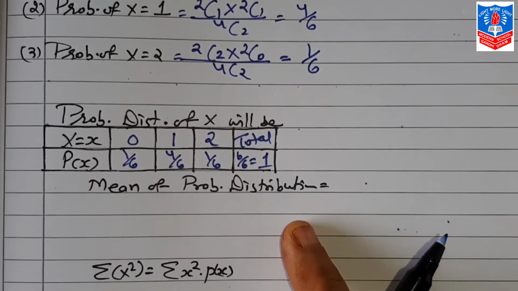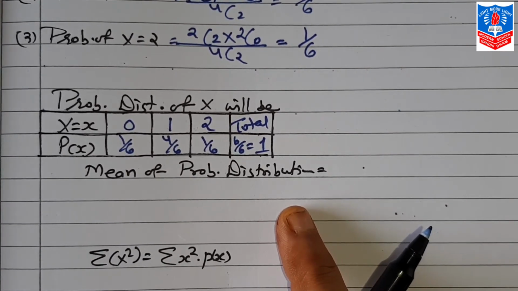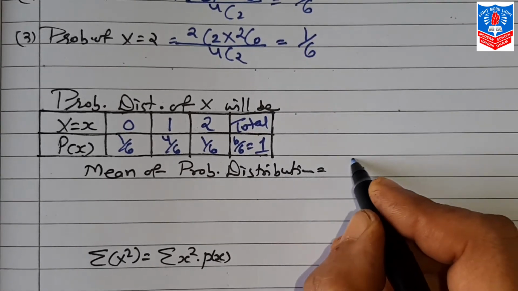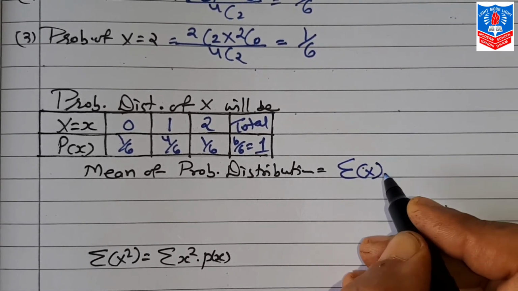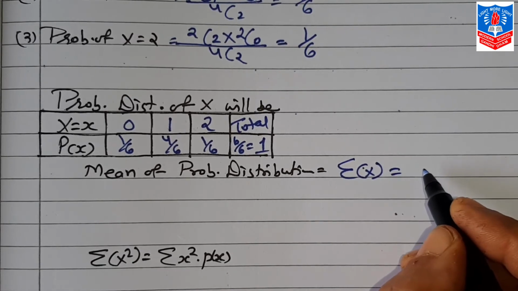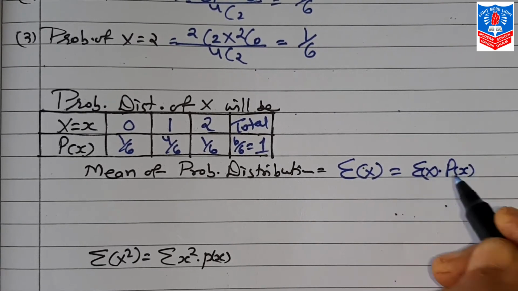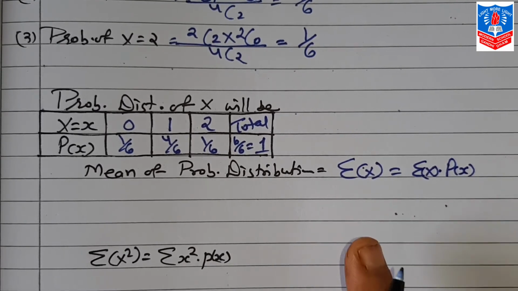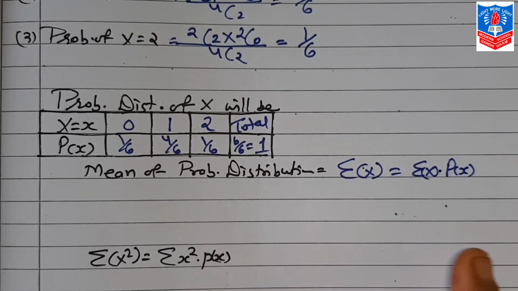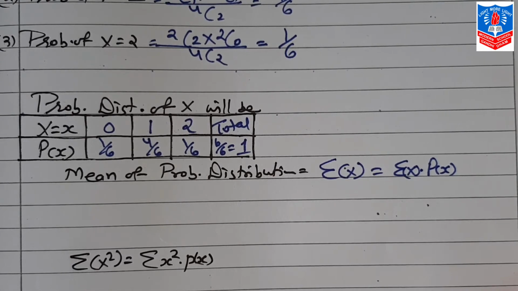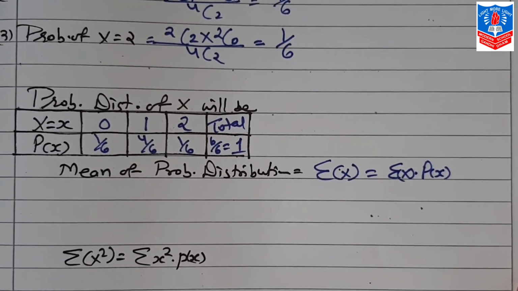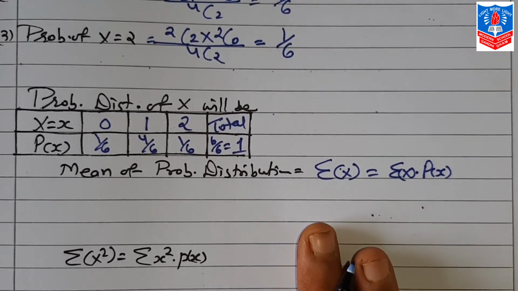Now first we find mean of probability distribution, formula of which is sigma x. And how we find this? That we know, sigma x into px. Now in the last sum we prepared one table. Another method also is there. Without preparing table, even you can find this. How? That we will do in this sum.